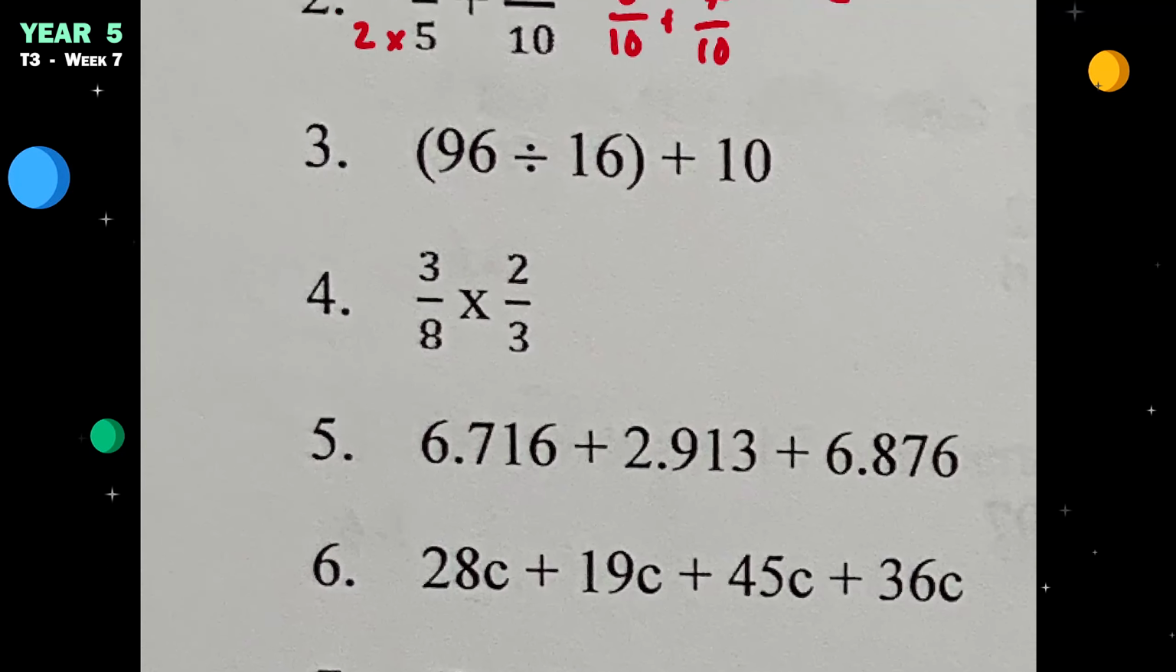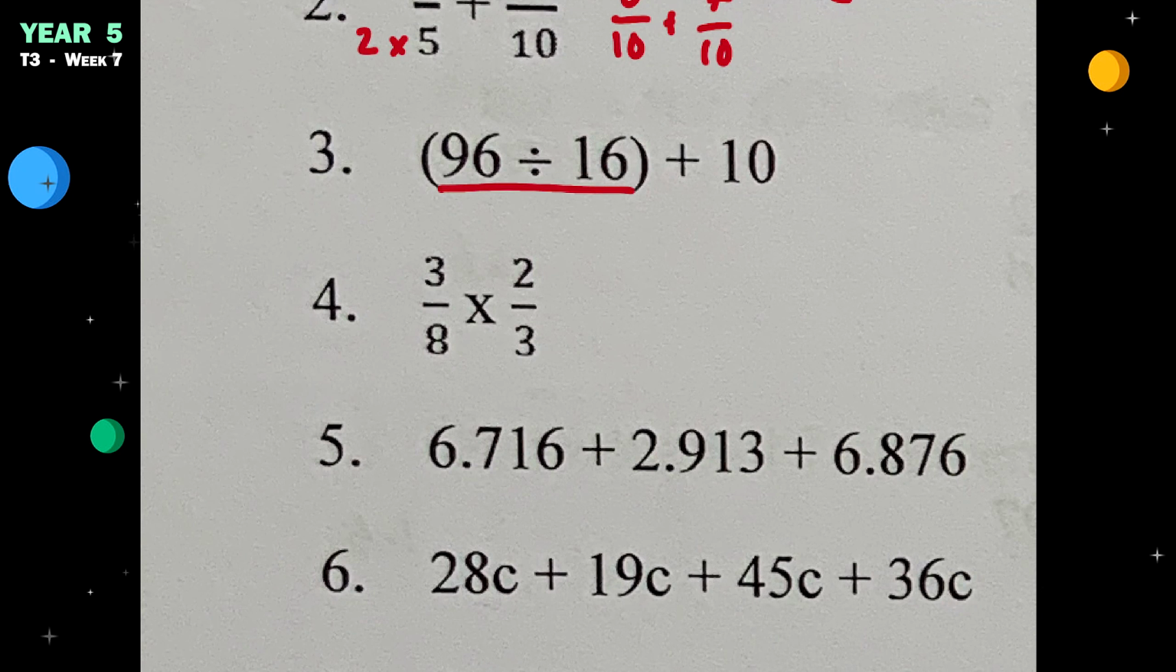Next one, this is BODMAS. You've got to do this first. Okay, 96 divided by 16 will give you 6. And then you can add the 10, that gives you 16.